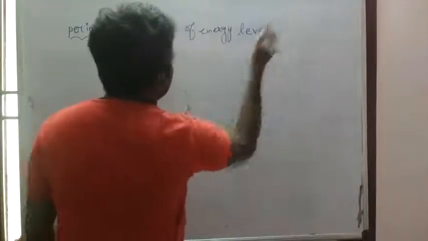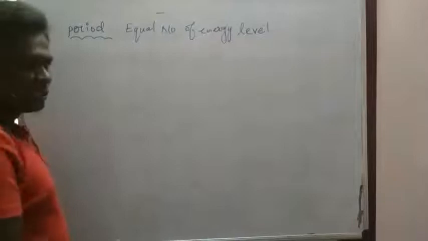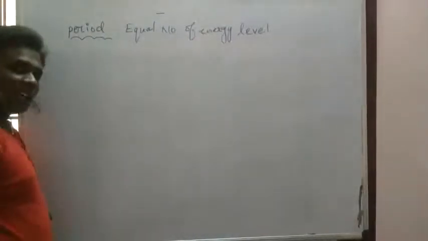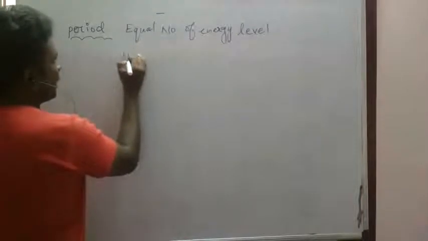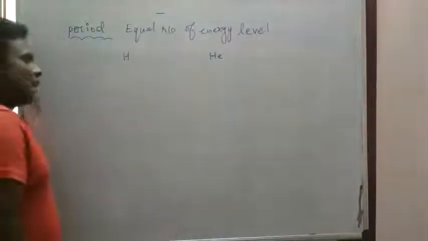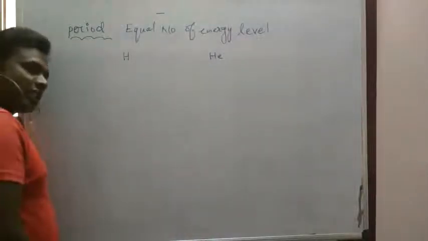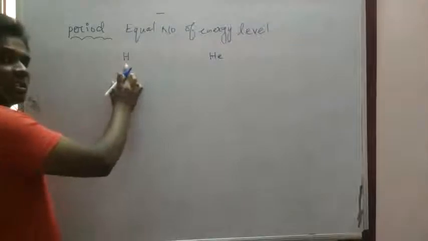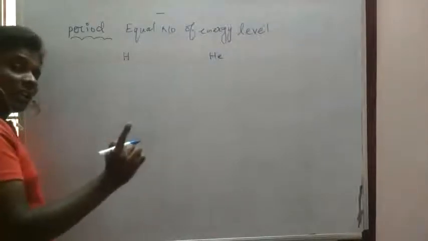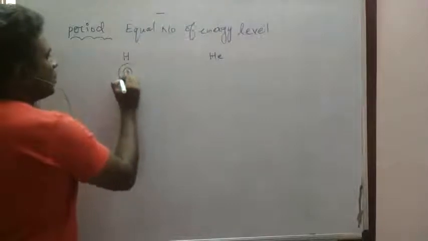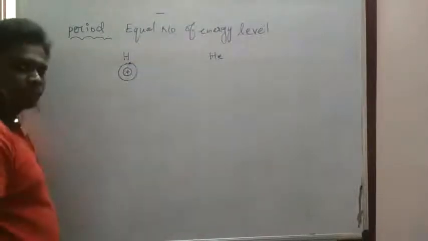Okay, we will see one example. Suppose I take the first period. How many elements are there? Two elements. What are they? Hydrogen and helium. Hydrogen, how many electrons are in hydrogen? Atomic number 1, so it has only one electron and one proton. So it will have only one electron in one shell.